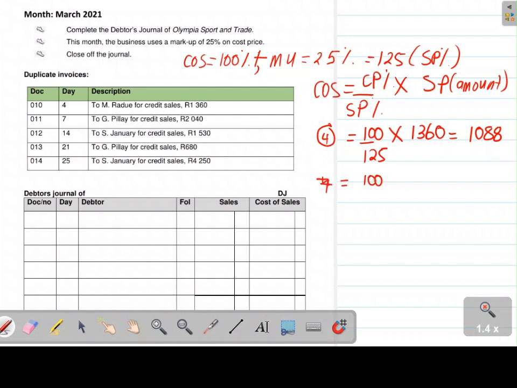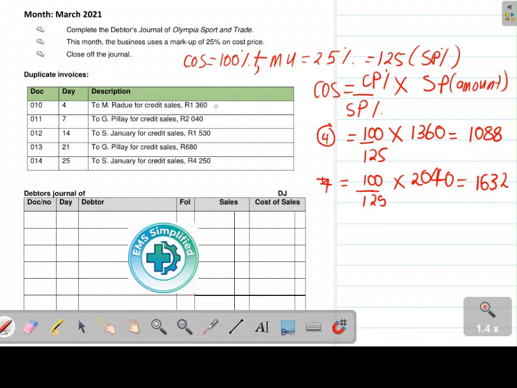Then for day 7, still apply the same formula, 100 over 125, multiplied by the sales amount for day 7, which is 2,040. So if we calculate this amount, it is going to give us the cost of sales of 1,632. So we do the calculation for all these transactions.